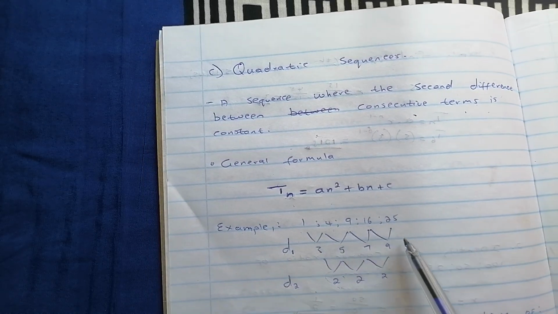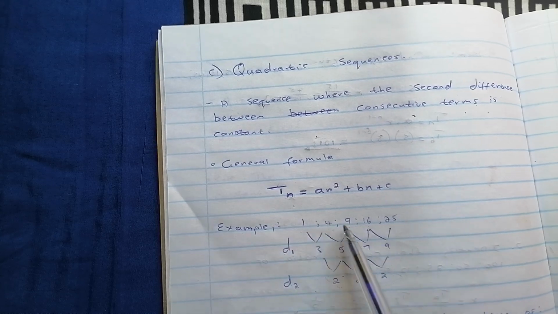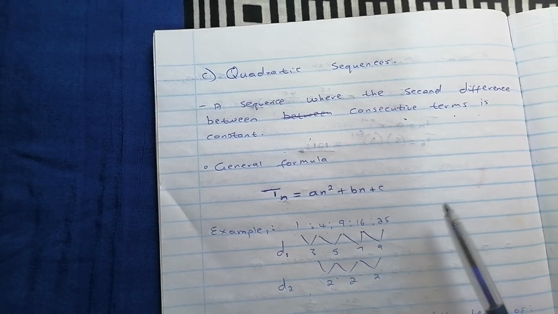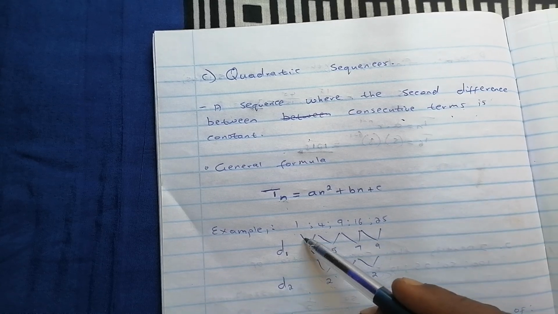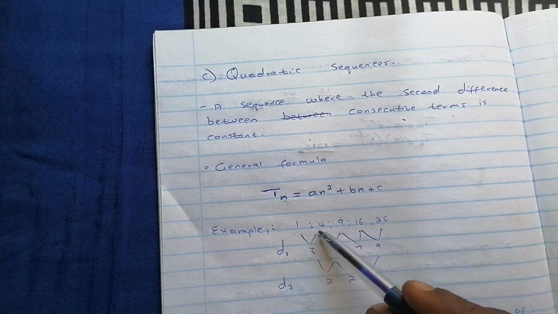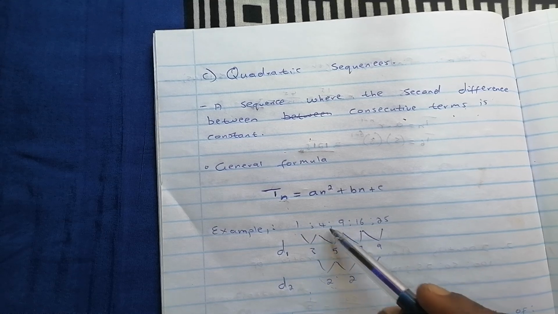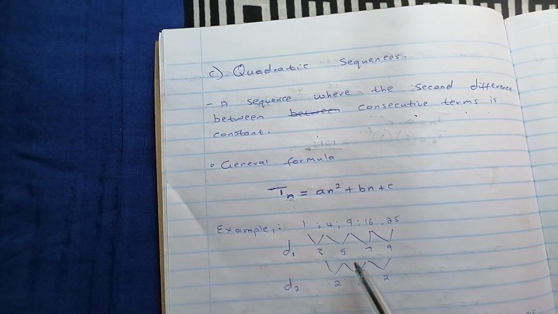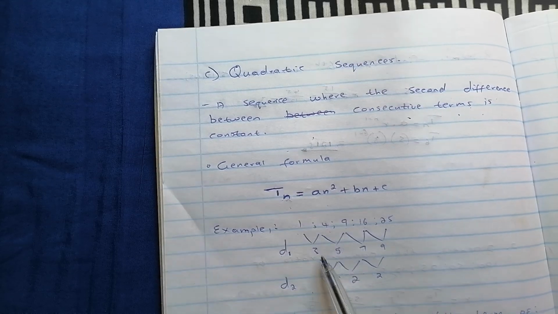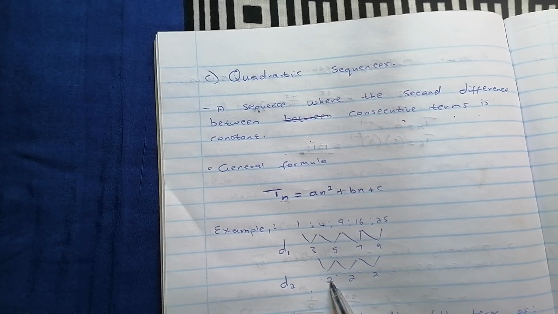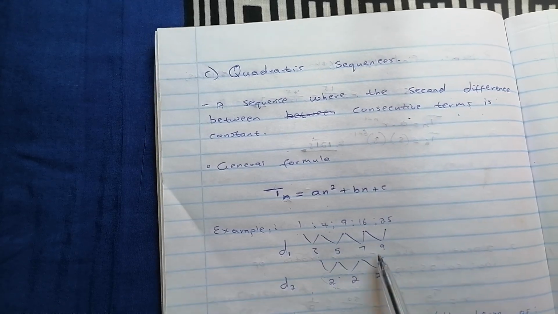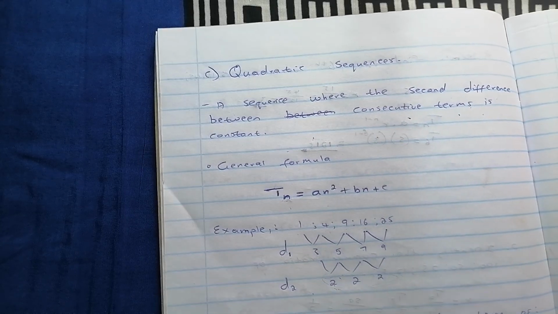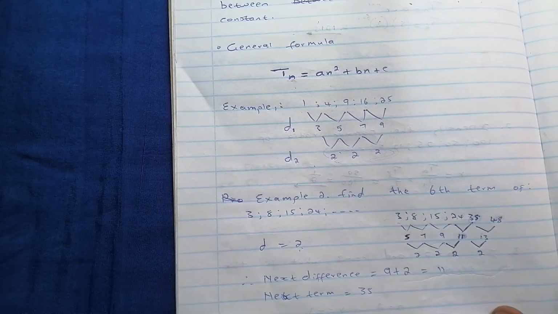Okay, so now let's take for an example the sequence 1, 4, 9, 16, 25. First, we're gonna check for the first difference, which here is 4 minus 1 is 3, 9 minus 4 is 5, 7, 9. Okay, and then we'll minus 5 and 3 to get the second difference, which is 2. 7 minus 5, 2. This is the common difference.